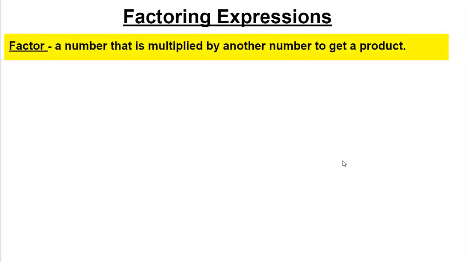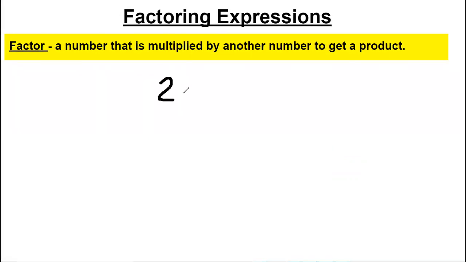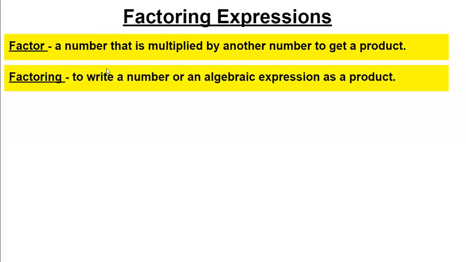Welcome back. Let's continue. Let's talk about factoring expressions. That's the opposite of the distributive property. A factor is a number that is multiplied by another number to get a product. So if I had 2 times 3 equals 6, the factors of 6 are 2 and 3. Factoring is to write a number or an algebraic expression as a product.